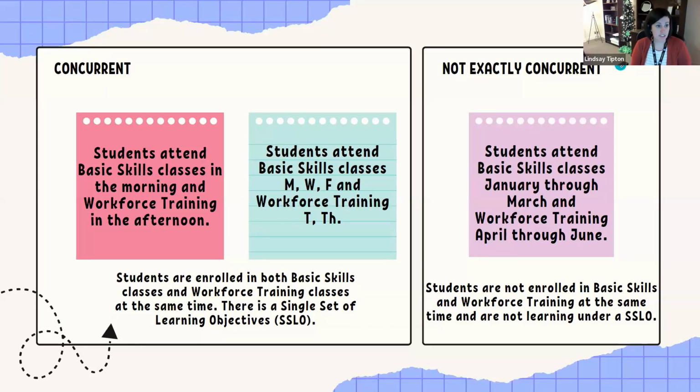Not exactly concurrent would be students attend basic skills classes January through March and workforce training April through June, because they are not happening at the same time. One is happening before the other. Are there any questions about concurrent?